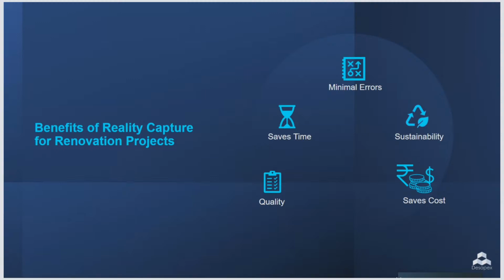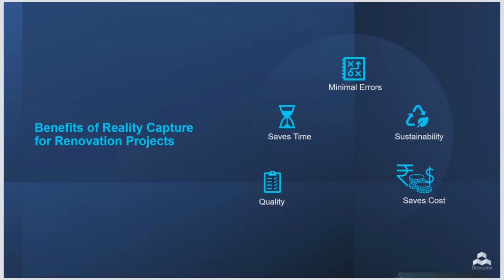So minimal errors. As there are fewer errors, the site challenges are very minimal, and this saves a lot of time, money, and decision-making time. Whenever you have errors in the input data, even when you do the retrofit design, there are a lot of errors, so a lot of site decisions have to be taken. Using laser scanner, we can avoid this. There are very minimal locations where you need to do the decision making. So that is one of the benefits.